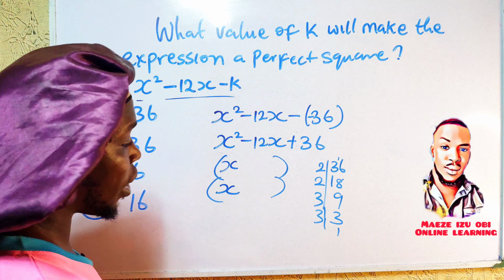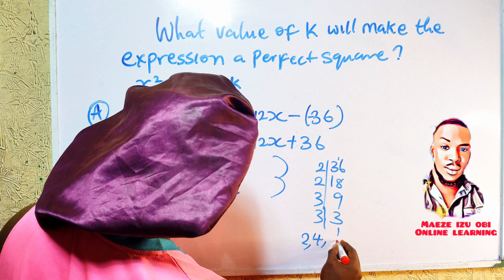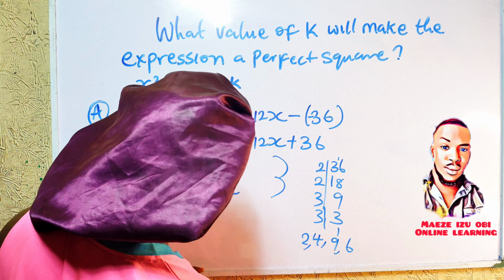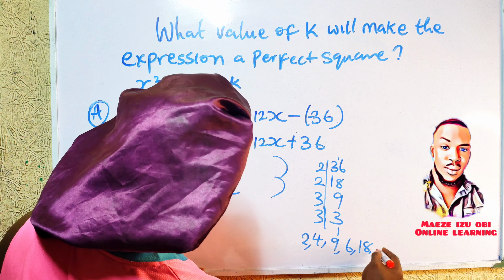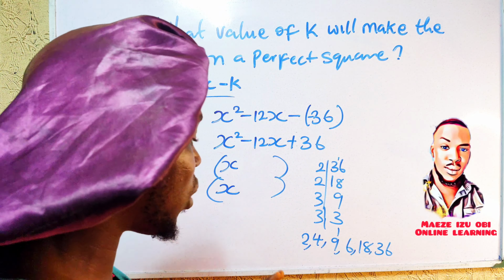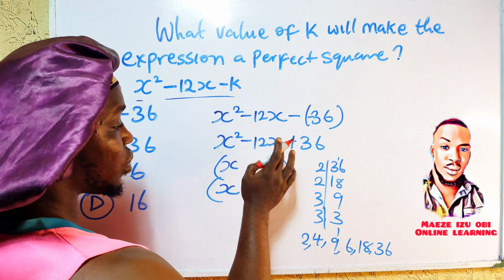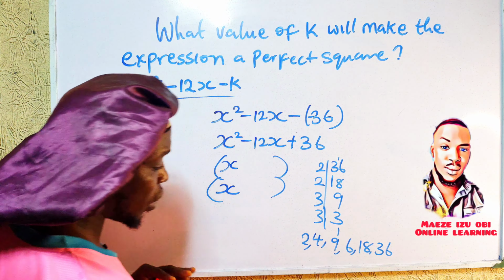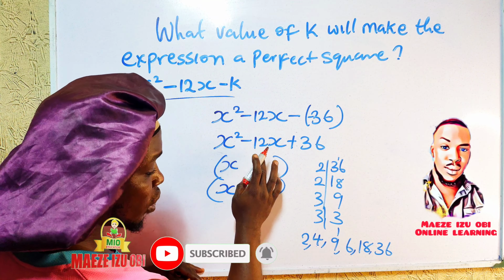Now we have 4, 2, 9, 6, 18, and 36 as the factors. But out of this, what and what do we need to add together to get 12? Now, 9 and 4. If you add 9 and 4, automatically you are going to get 12.